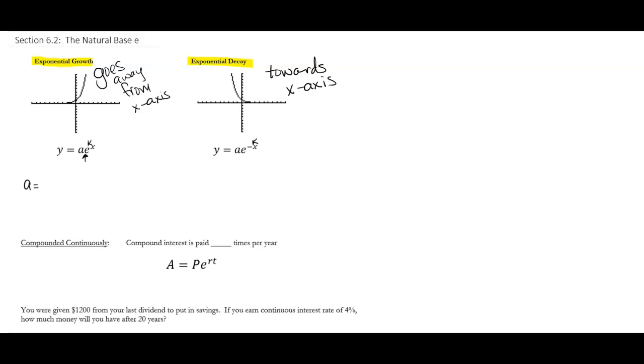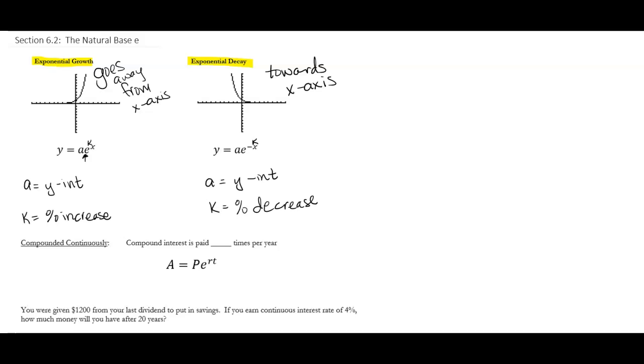A is still your y-intercept, where it begins. K is your percent increase, so you don't have to do anything with 1. It's just the percent increase. Over here, A is still your y-intercept, and K for this one, because it's a negative, is your percent decrease. It's how much it went down.